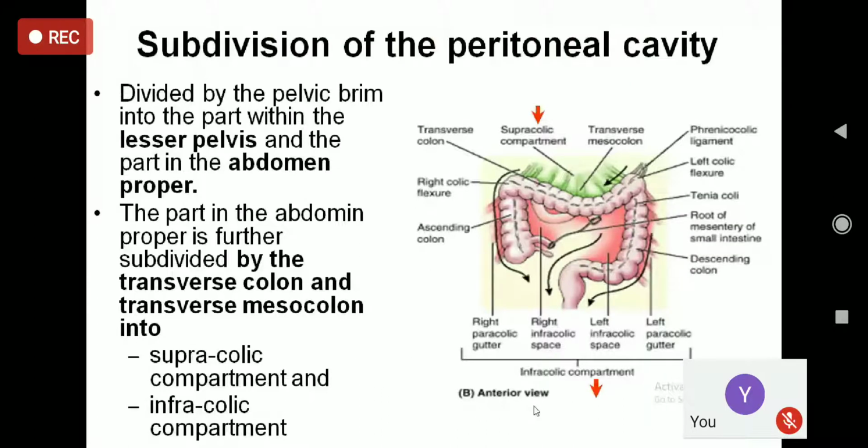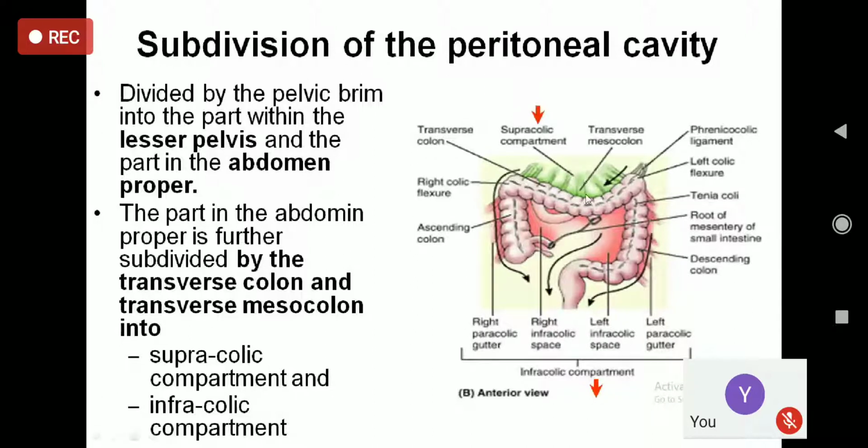So move on to the continuation of yesterday's class: the subdivision of the peritoneal cavity. The peritoneal cavity is divided by the pelvic brim into the part within the lesser pelvis, or within the pelvic cavity, and the part in the abdomen proper. The part in the abdomen proper is further subdivided by the transverse colon and the transverse mesocolon. Here we can see the transverse colon, and this one is the transverse mesocolon. These two structures divide the total peritoneum into the supracolic compartment and the infracolic compartment.